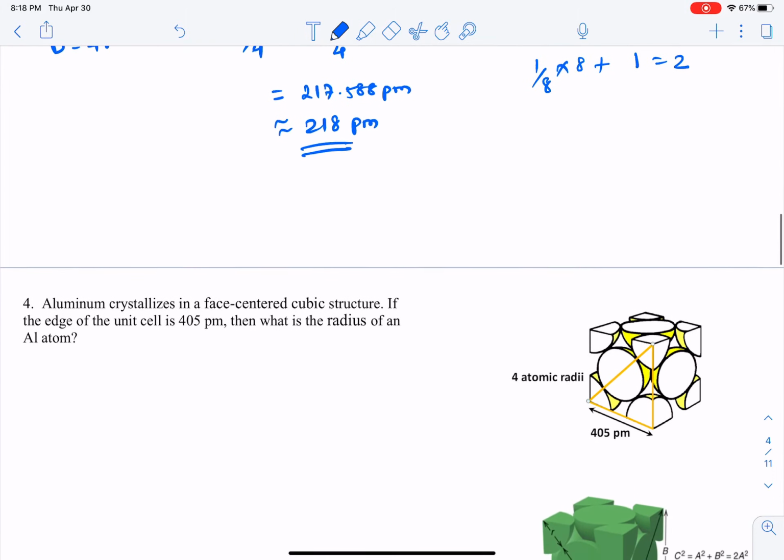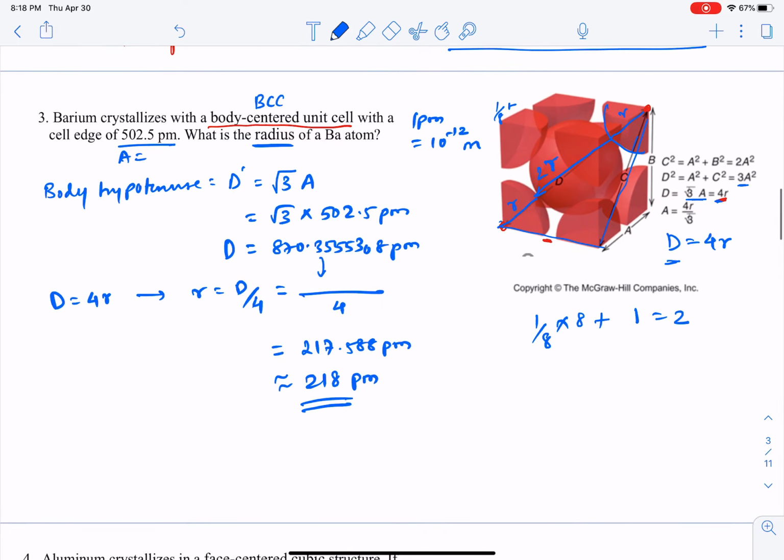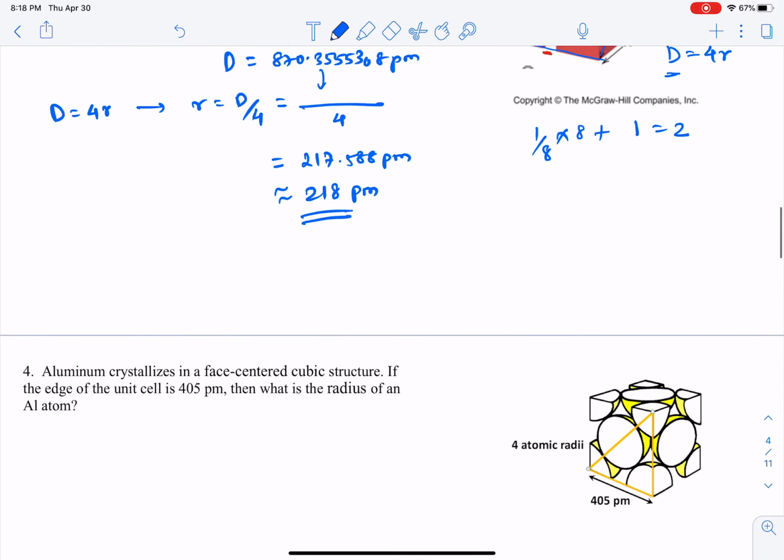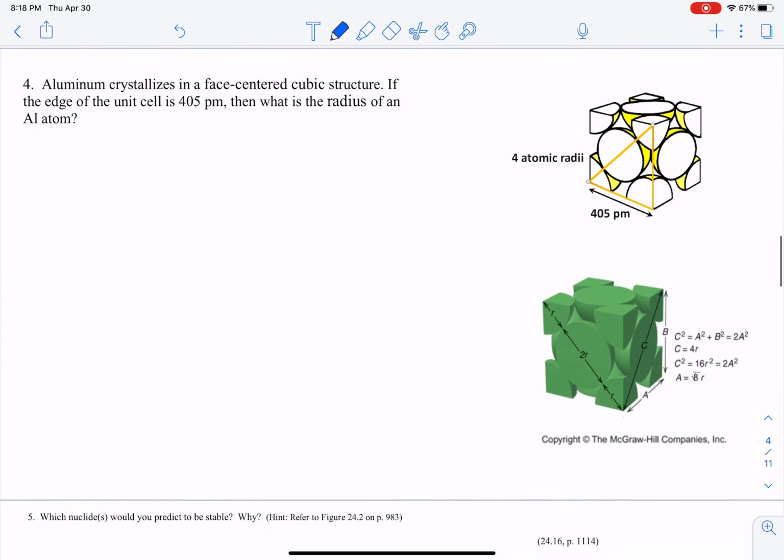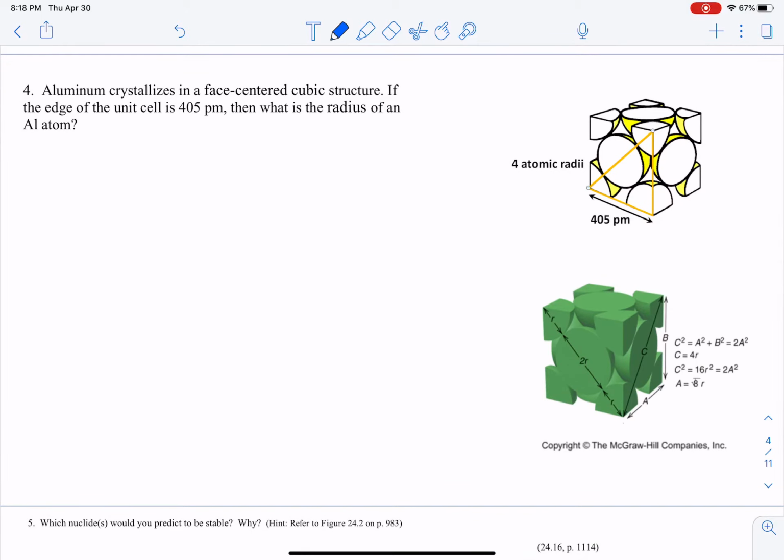Moving to the next question. We have solved the value that was asked for. Now moving to question number 4. Aluminum crystallizes in a face-centered cubic lattice. So we now have face-centered, so FCC. If the edge of the unit cell is a equal to 405 pm, again picometer, then what is the radius of the Al atom? Again you have to find the same thing, so it's something similar.